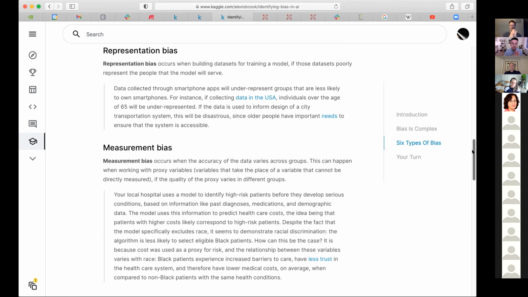The example provided here is smartphone apps. If you are collecting data in the USA and you want a general sample of the population, using smartphones may not give you a very good age distribution. You'll underrepresent individuals over the age of 65, and that can have consequences for your decisions regarding a city transportation system, for instance. On the other hand, we know that landline sampling can produce the opposite results.